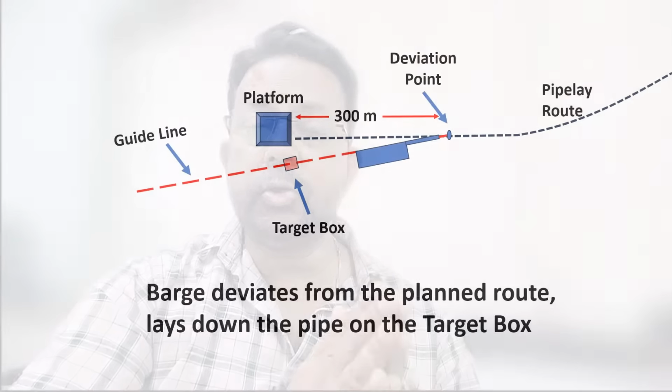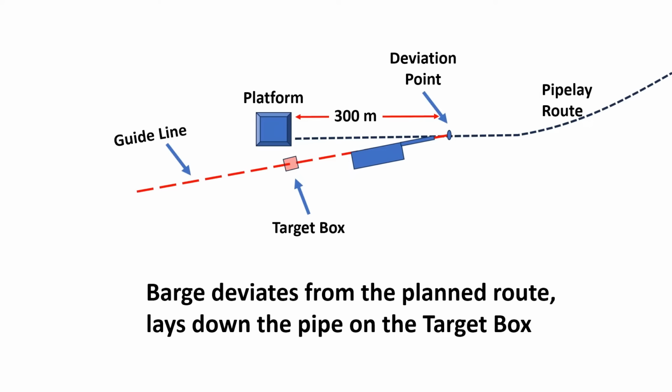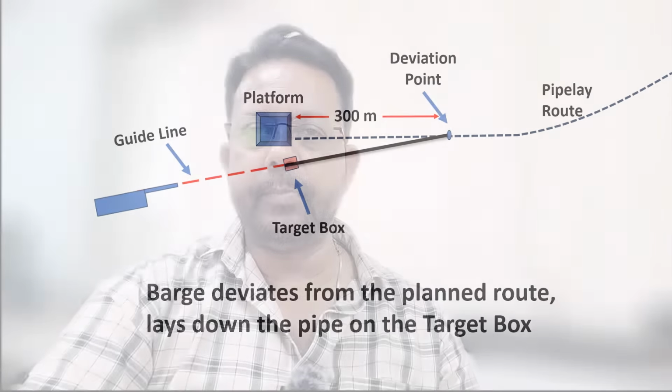In most cases, you will be laying down the pipe near a platform. So you actually need to veer off from the intended line and lay the pipeline on the side of the platform. Isn't it obvious, right? You cannot actually move over the platform to lay your pipe. So how is it done?